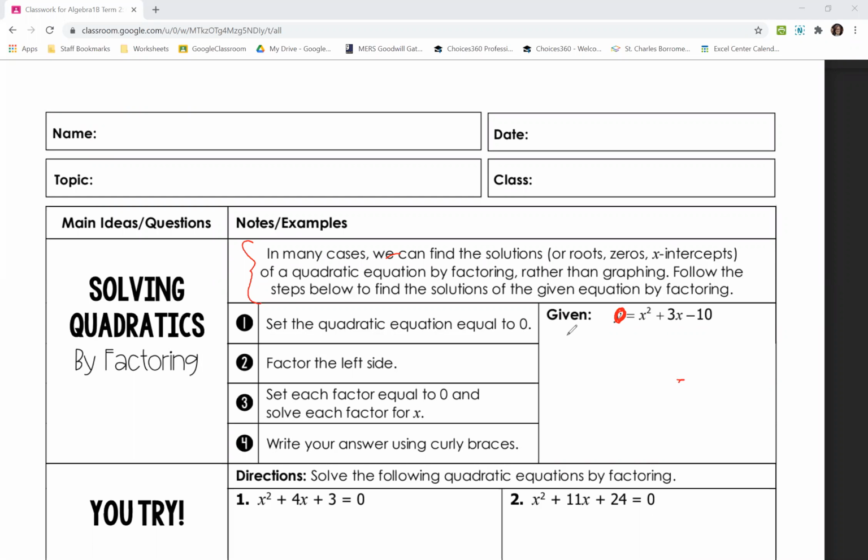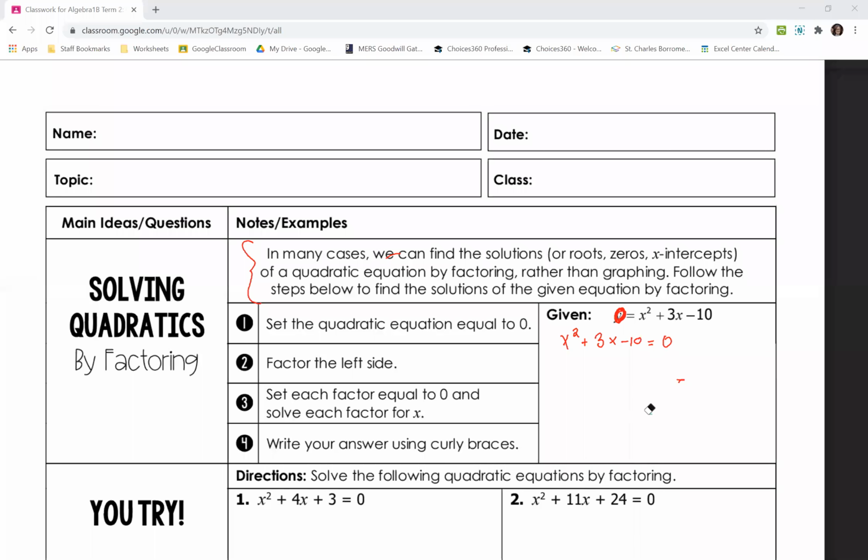So I'm going to write it off to the side a bit. x squared plus 3x minus 10 equals 0. Okay. So, and then step 2, we need to factor the left-hand side, okay? So if you look at the left-hand side, we have x squared plus 3x minus 10.